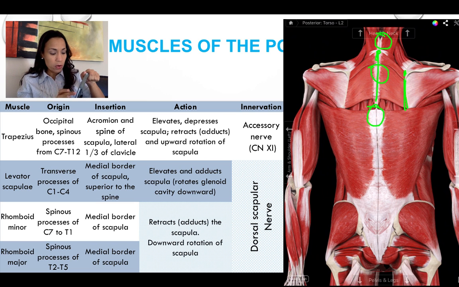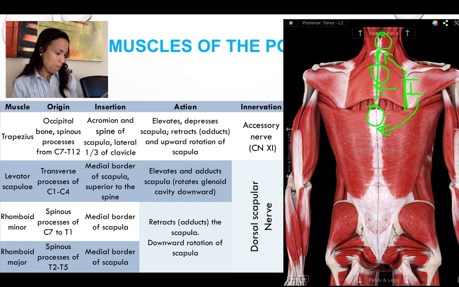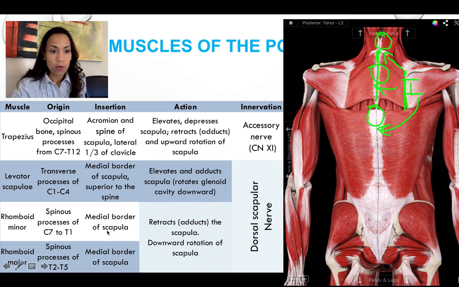So what do you think you're going to perform when you move this insertion towards the origin? What are you going to do? You're going to retract the scapula, right? And if you contract both at the same time, you're going to squeeze your shoulders together, right? Your shoulder blades together. Those are the movements or the actions of the rhomboids.